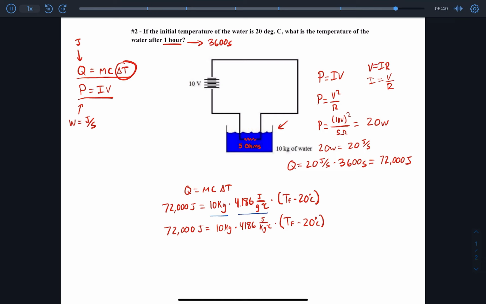If we do out the math, we'll find that our units cancel nicely and we're left with T final minus that 20 degrees Celsius is equal to 1.72 degrees Celsius. And so that leaves us with T final is equal to 21.72 degrees Celsius. And so that's how you do this problem. Hope that helped.